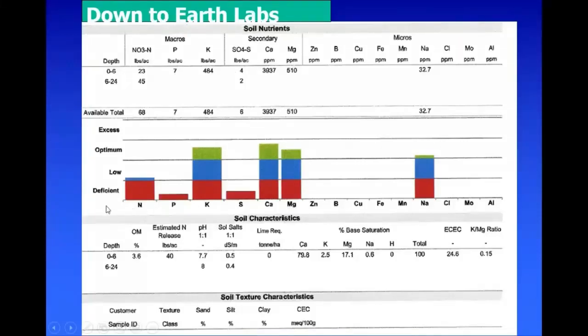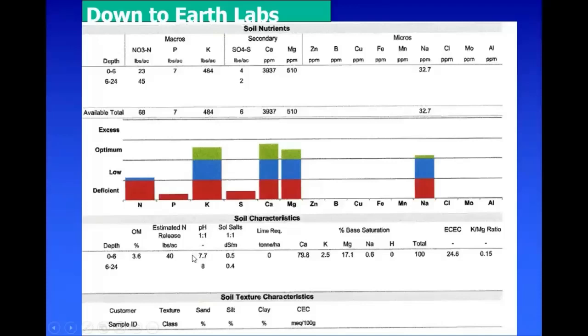Then you even have a bar graph here to give you an estimate of what the levels are. So nitrogen is low, phosphorus is only 7 pounds per acre, so it's very deficient. Potassium is optimum at just under 500 pounds per acre. Sulfur is very low. Calcium and magnesium, as I mentioned, are very rare that we ever run into a problem with.